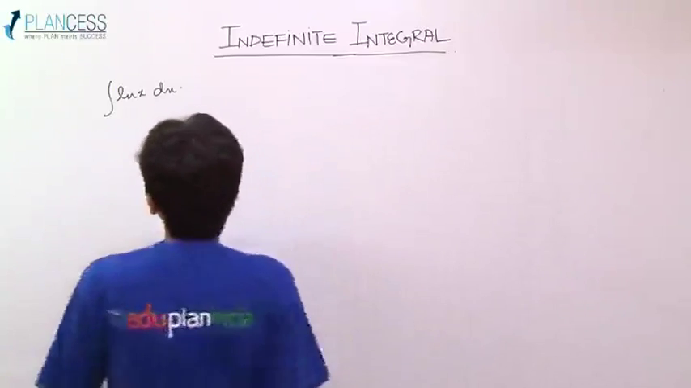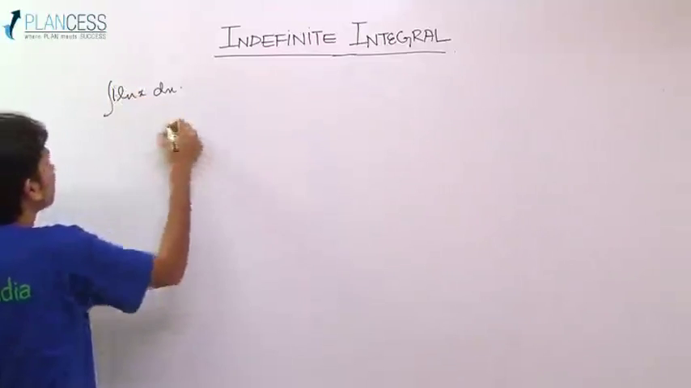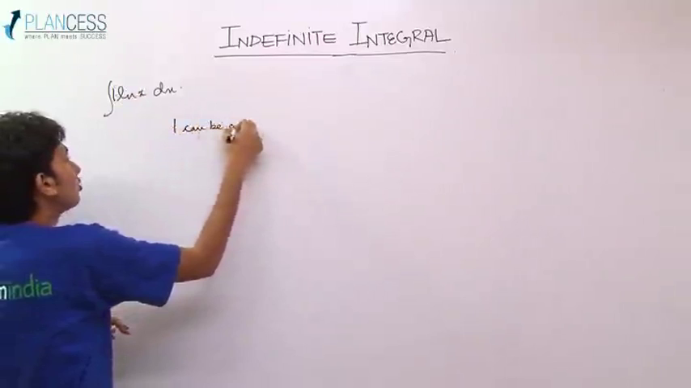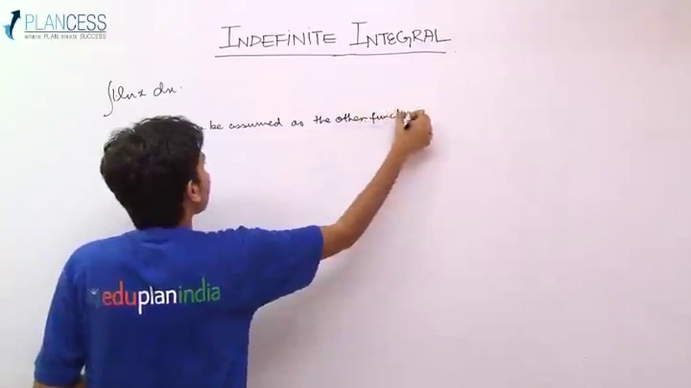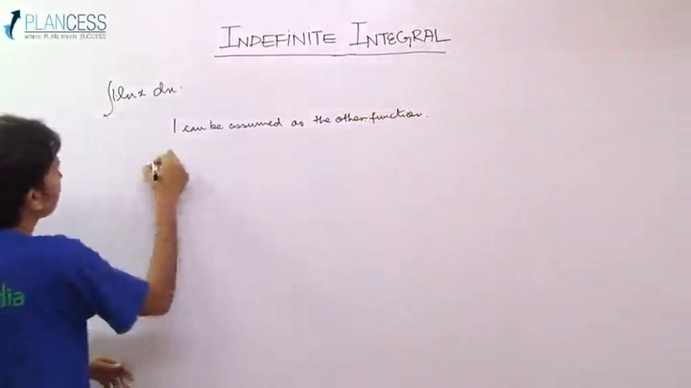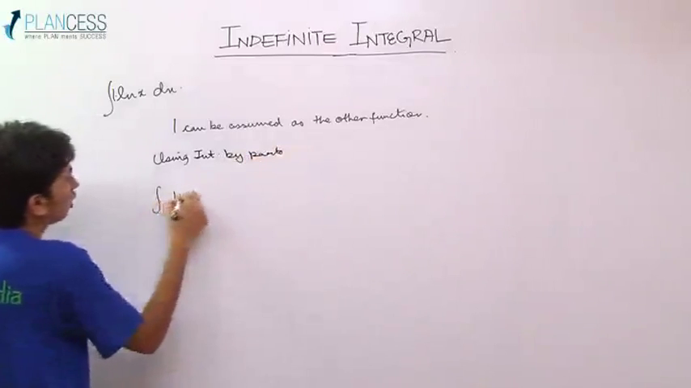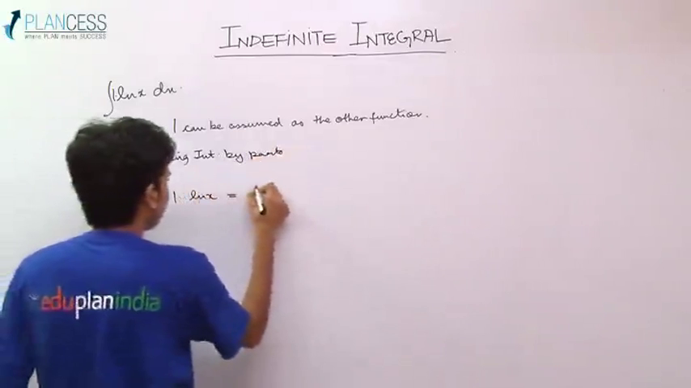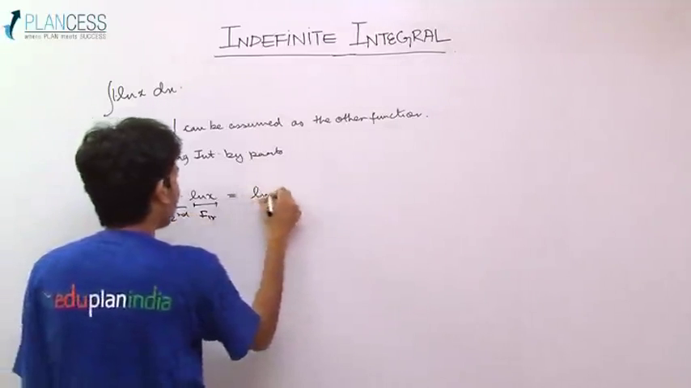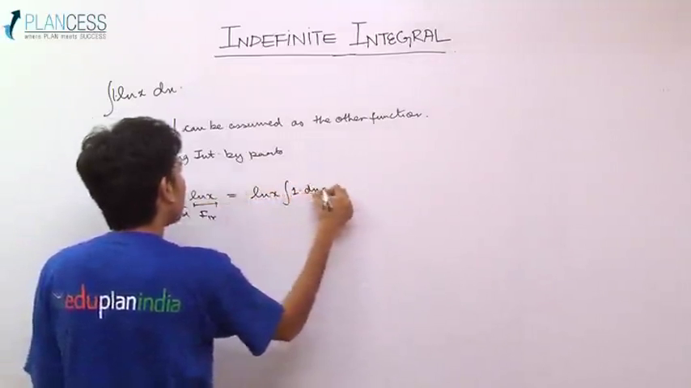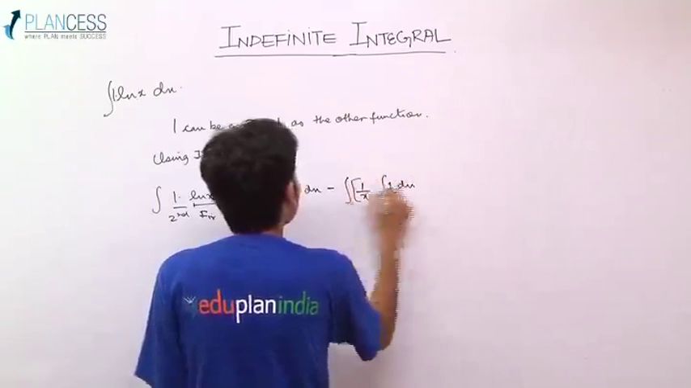Seeing this, one more thing I'd like to tell you: if there is only one function, which is the case here, you can assume 1 as the other function. So using integration by parts, I am writing 1 dot ln x, where this is obviously going to be my first function and this is the second. So the first function stays outside, ln x, then the integral of this, which is 1 dot dx, minus the integral of the derivative of ln x, which is 1 by x, into the integral of 1 dot dx, and dx. Okay.